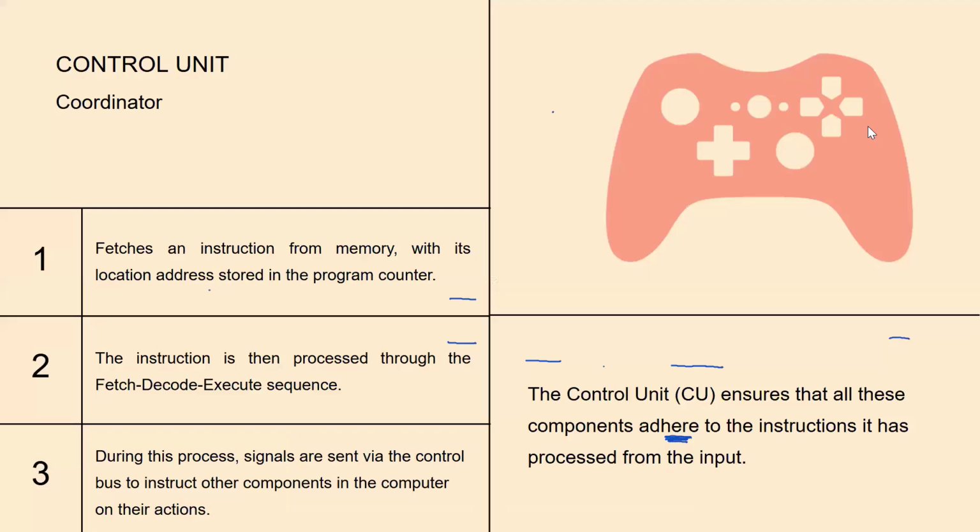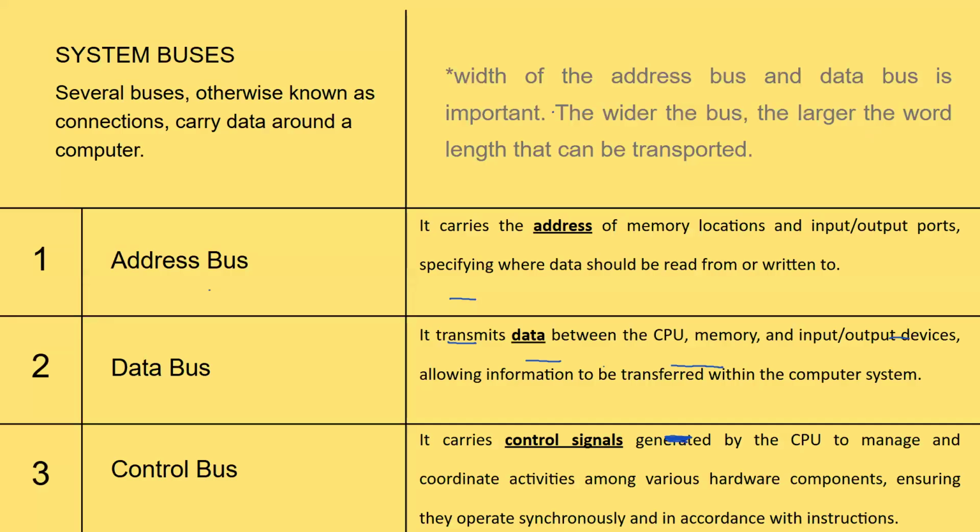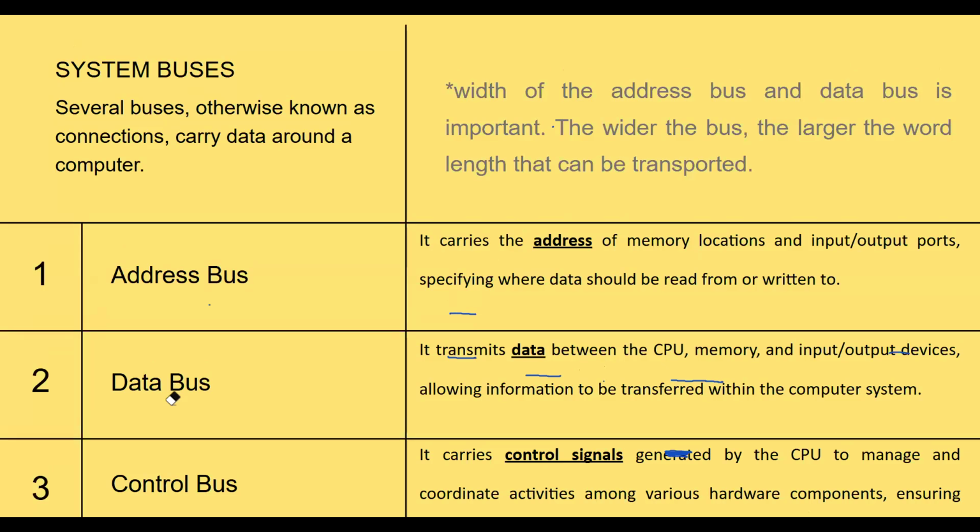Okay. Control unit, you already answered that. What about the address bus, data bus, and control bus? Can you tell me what the address bus is for and why we need to use different buses, address and data?